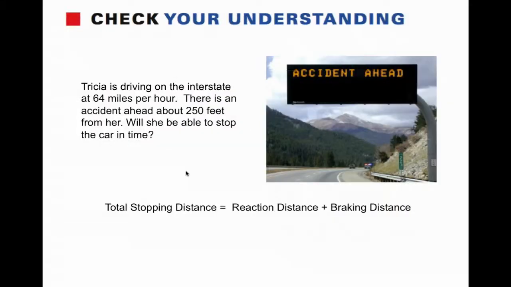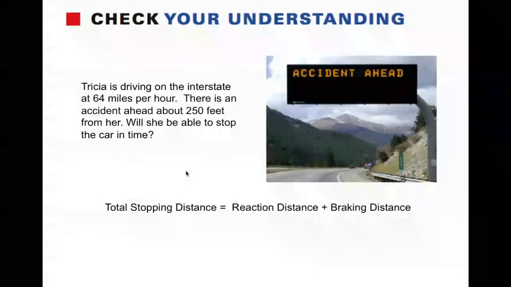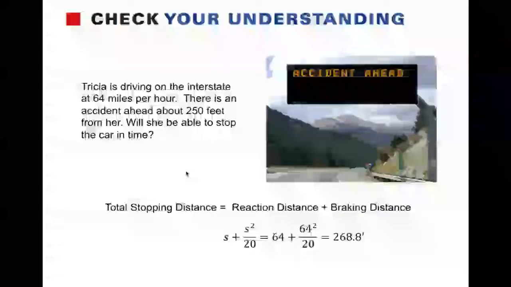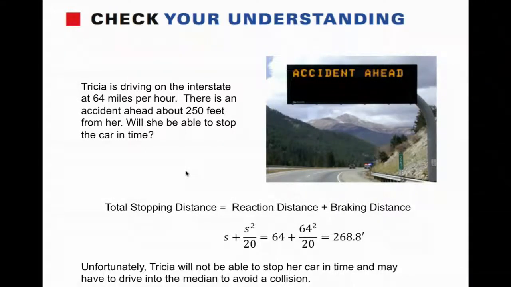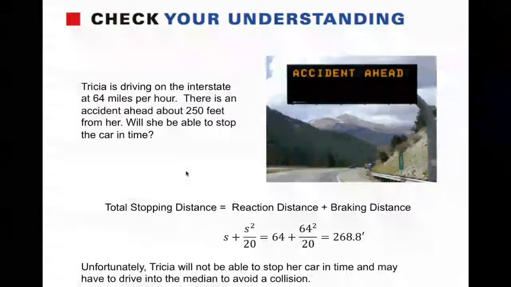Okay, the total stopping distance is equal to the reaction distance plus the braking distance. And we said the formula was s plus s squared over 20. It's a quadratic. All right, that's 64 plus 64 squared over 20, which is 268.8, which is really lowballing it. It's probably more like 270 something. So guess what? She's not going to be able to stop her car in time, and she may have to swerve to go into the median on the grassy part that you see in the picture there to avoid a collision. This is important stuff.